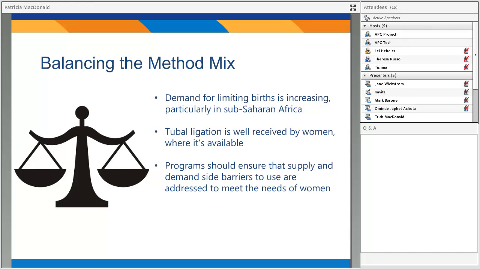Programs should ensure that supply and demand side barriers to the use of tubal ligation are addressed to meet the needs of women. On the demand side, as we see fertility rates declining, it means longer periods of contracepting for women and couples. It's important to provide positive messaging about tubal ligation, normalizing its discussion, including with young couples, as they are the ones who are finishing their childbearing at younger and younger ages.